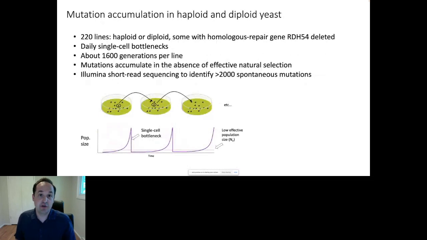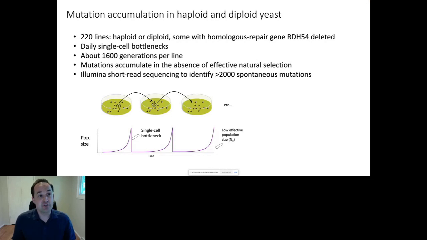And so in order to study new mutations, we do what's called a mutation accumulation experiment with daily single cell bottlenecks. So we can take a single colony, streak to new single colonies every day. And in this way, the population size fluctuates over time, but the effective population size in this case will be very, very small, something around 8 individuals. And what this means is that genetic drift will really dominate the fate of new mutations rather than natural selection.